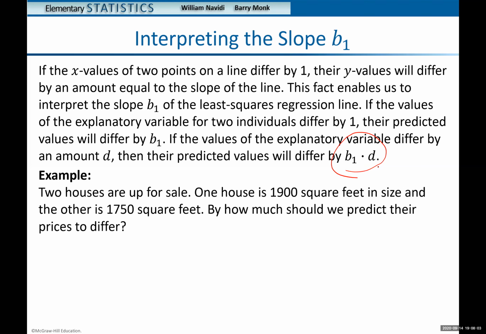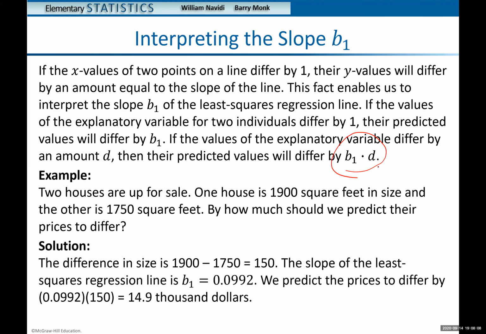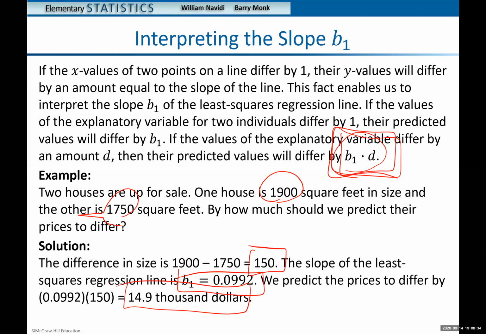First, what's the difference between the sizes? Subtract the two. 1,900 minus 1,750 is 150. Then based on the formula, slope times the difference between the two. The slope, from the same equation, is 0.0992, and the difference D is 150. So multiply the two. The answer is 14.9, or $14.9 thousand.